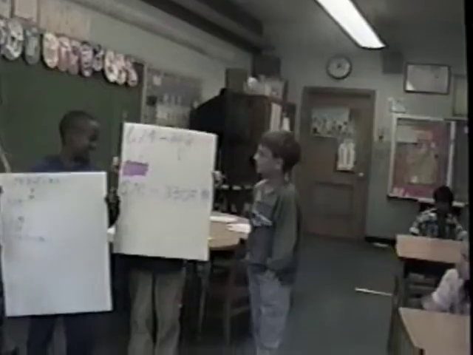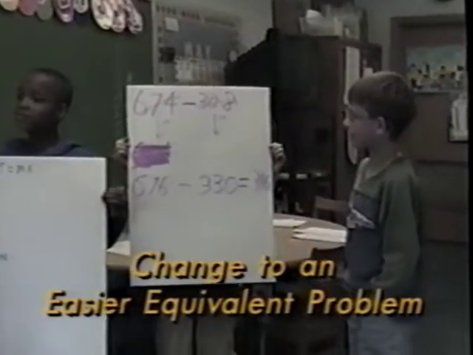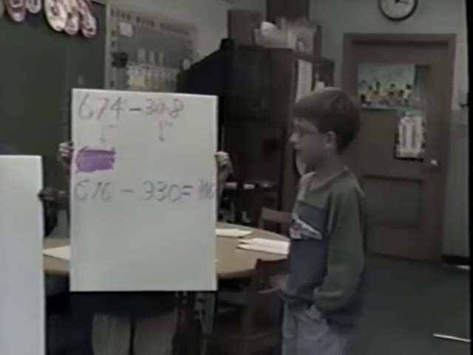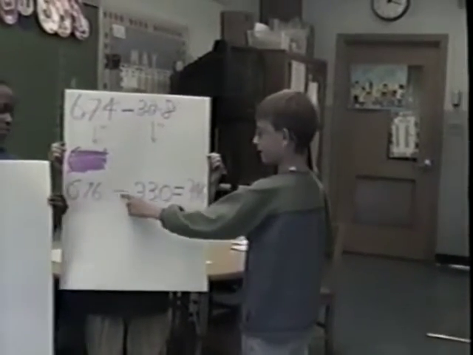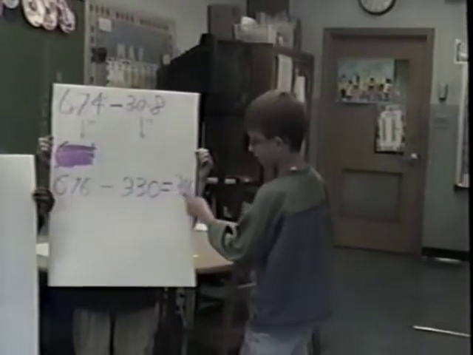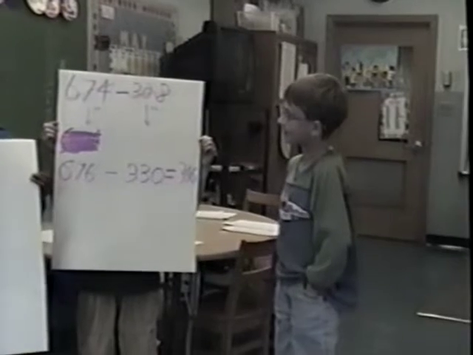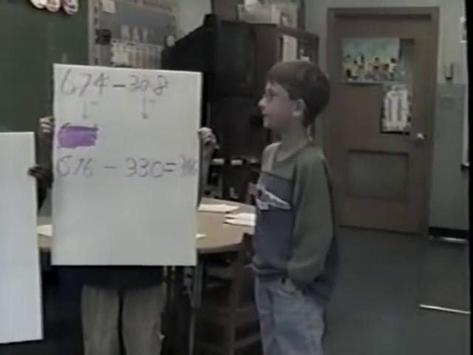Why don't you pick somebody? It was 674 take away 328. I added 2 on both ends, and then it turned up to 676. Take away 330, and that equals 346. Okay, so how come you added 2 to both sides? Because, like on Dustin, it wouldn't be fair.